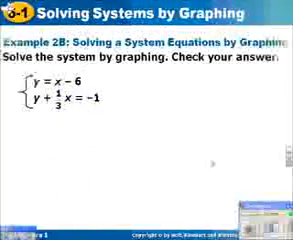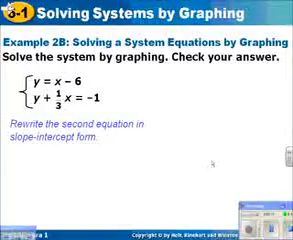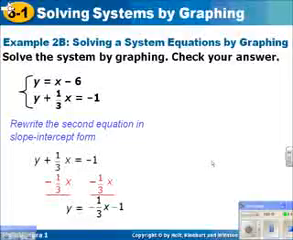Example 2b, you're going to solve the system by graphing. You're going to check your answer. So the system is y equals x minus 6 and y plus 1/3 x equals -1. Well, the first thing you want to do is get both of them in slope-intercept form. So the second equation is not in y equals mx plus b form. So the first thing you're going to do is get the y by itself by subtracting 1/3 x on each side. So then you know that y equals -1/3 x minus 1.